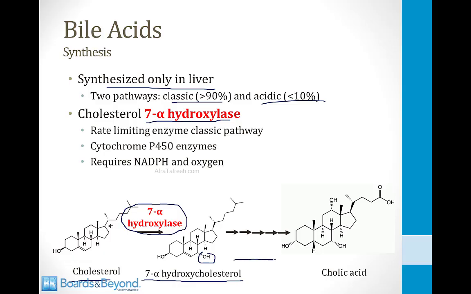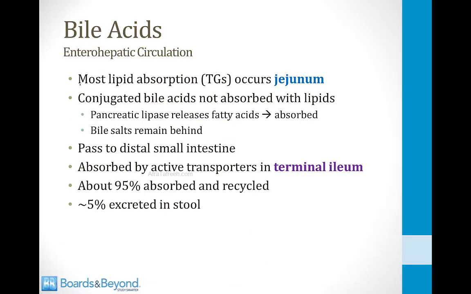There are then a series of steps in the liver which lead to the synthesis of bile acids like cholic acid. 7-alpha hydroxylase is a cytochrome P450 enzyme. It also requires NADPH from the HMP shunt. It also requires oxygen to function. Now let's talk about what happens to bile acids and bile salts once they reach the intestines. They do not all pass out with the stool. Some of them are reabsorbed.